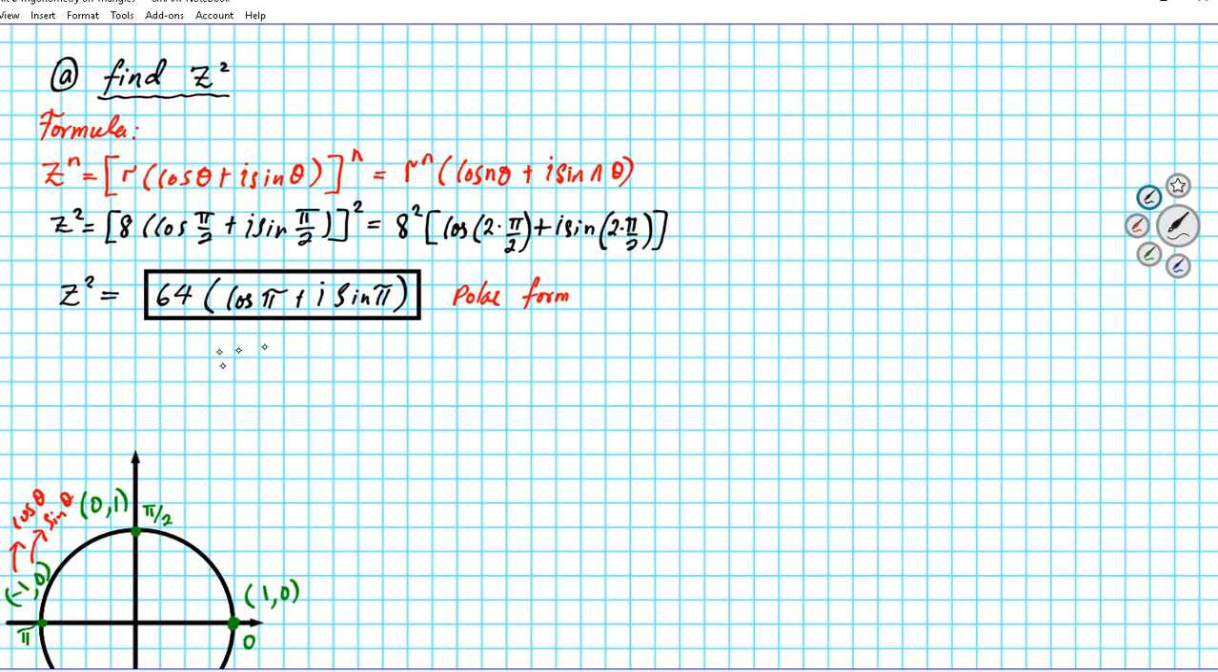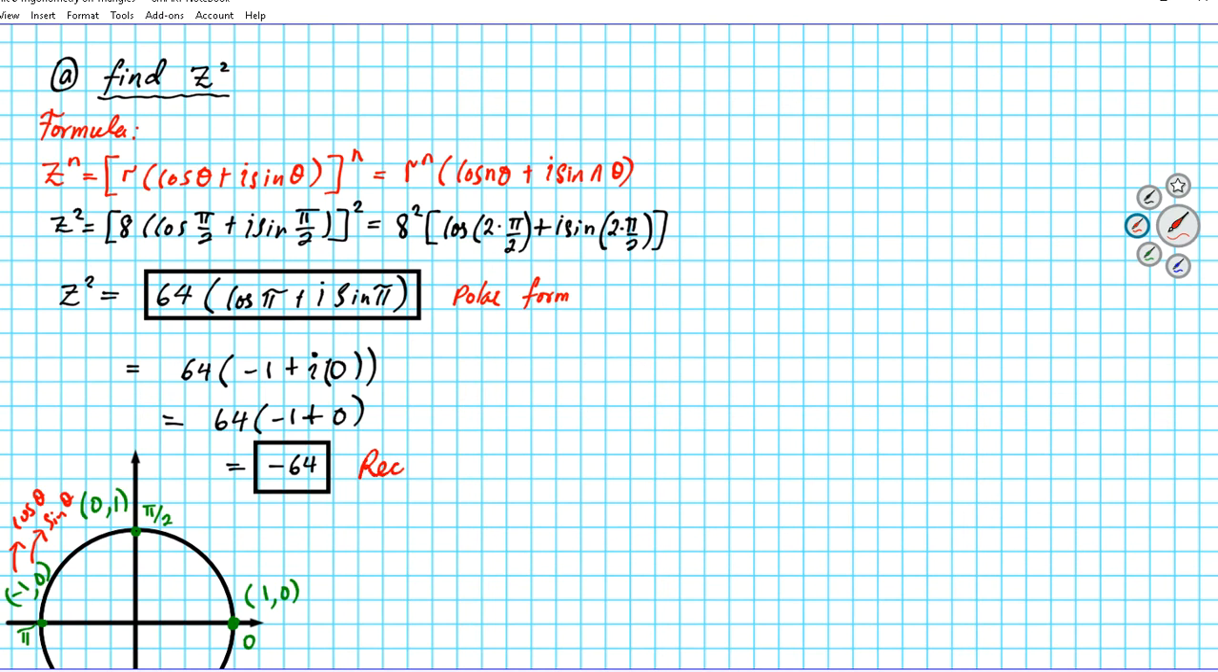We're going to be expressing this complex number in polar form in rectangular form now. So we're going to have 64 times cosine pi, which is -1, plus i sine pi, which is 0, as you can see from the unit circle. Now if we simplify that, we have 64 times -1 plus i times 0, which is just 0. And 64 times -1 is -64. All right, so that is the answer to the question in rectangular form.